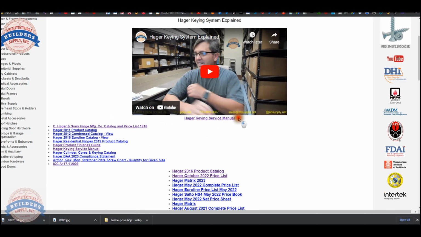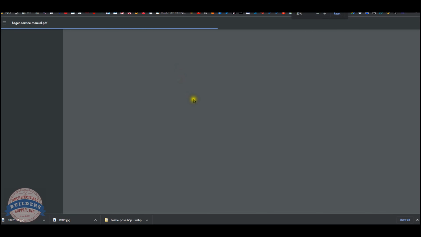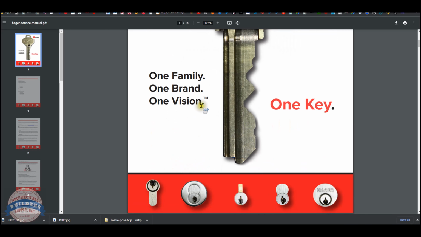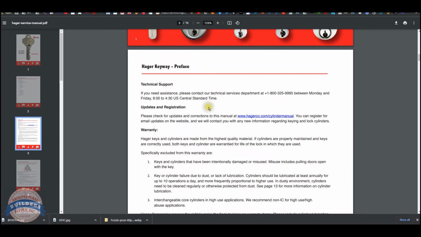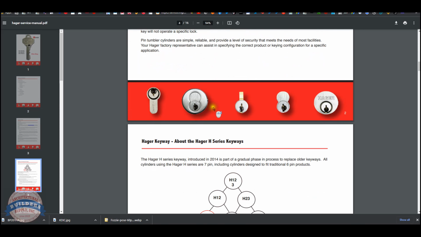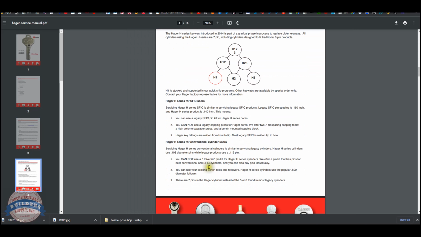The Hager keying service manual is here. It's also here. So the Hager keying service manual. And I don't refer to this often because I just don't need to, in the sense that much of the information's just retained, so to speak. So as I scroll through this, they go through their system.